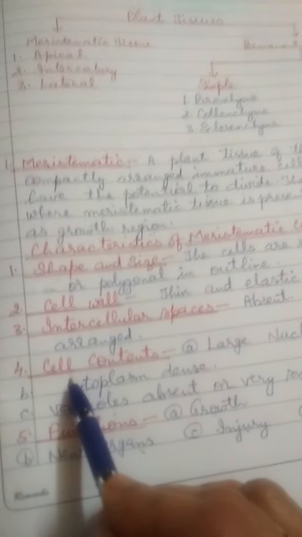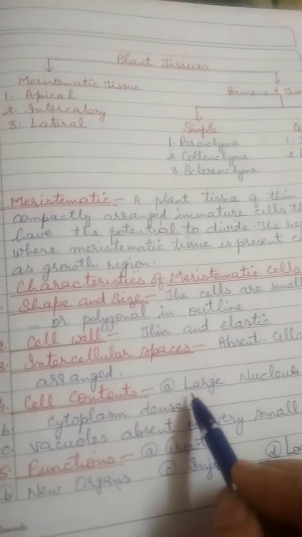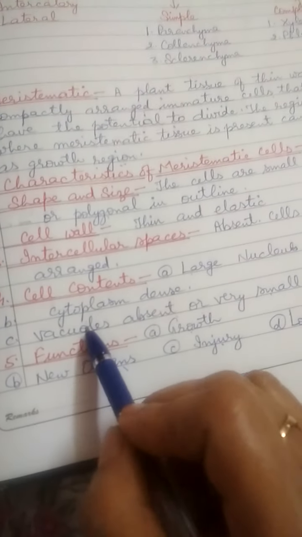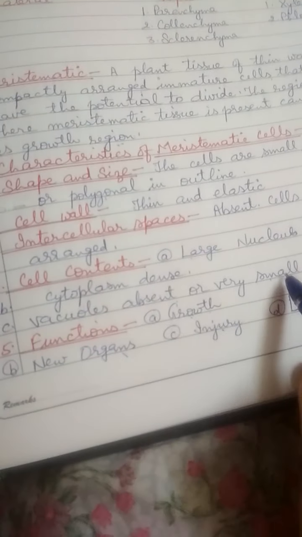Then cell contents. Let us learn about the cell contents. They have mainly nucleus and cytoplasm in them. The nucleus size is very large in these cells and they have dense cytoplasm. Vacuoles are either absent or, if present, very small in size.